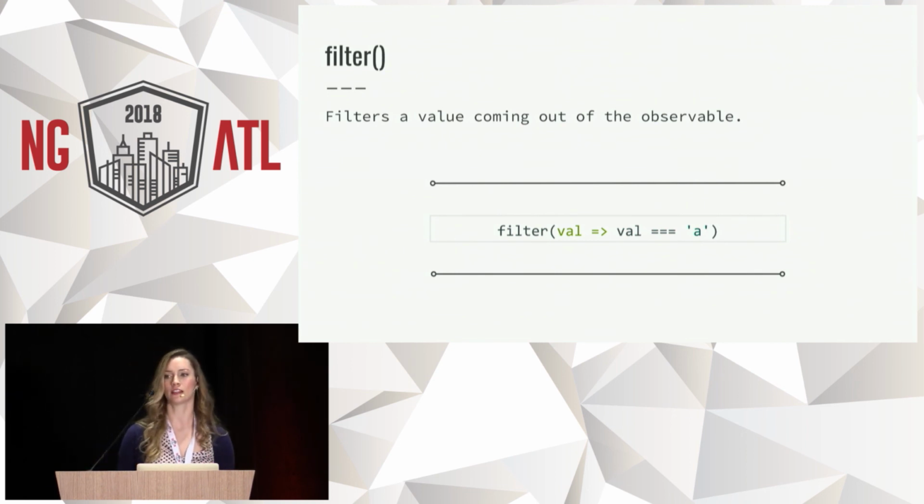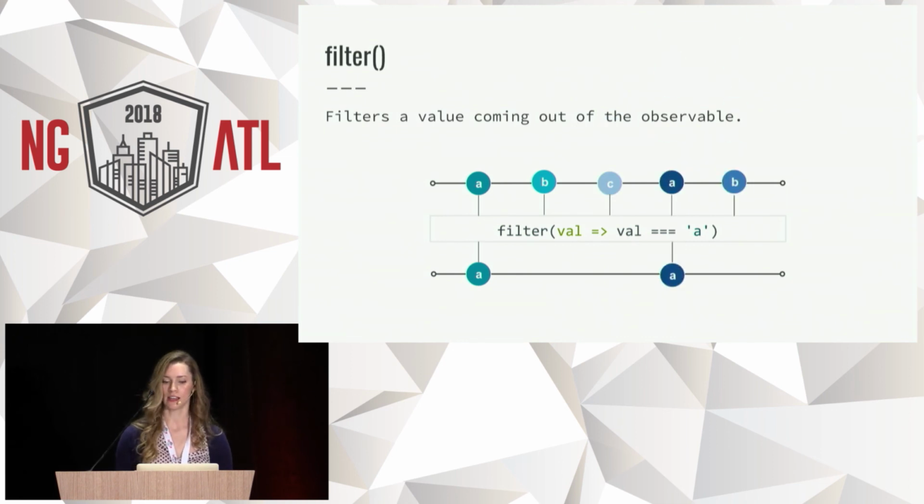So we're going to be looking at some marble diagrams with this. The values at the top are what our observable ends up emitting. This value gets passed into our filter operator, it gets compared to our condition, and if it returns true, it comes out the other side. So here we can see only the value A will actually make it through our operator.